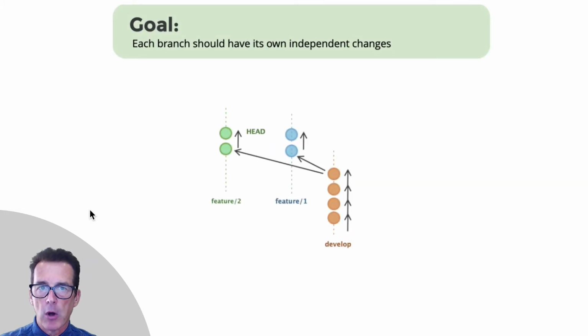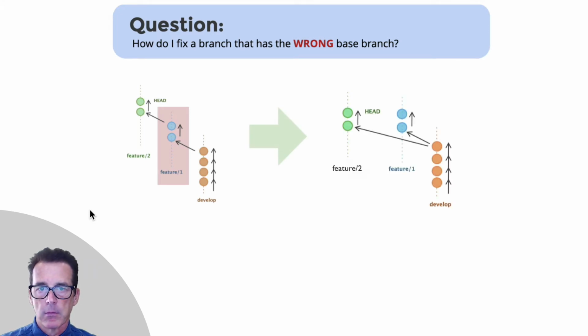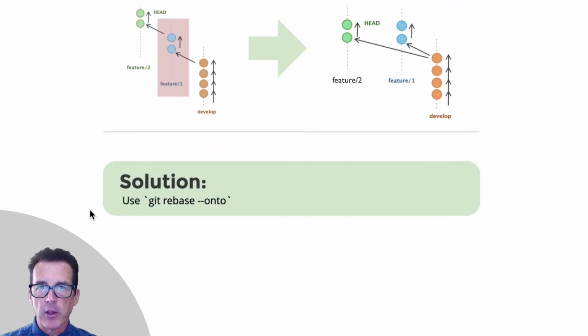So our goal is that each branch that we're working on should have its own independent changes. Feature 1 and feature 2 should both be based on develop as a source branch, not on each other. So the question becomes, how do I fix a branch that has the wrong base or source branch? The solution is to use the command git rebase --onto.